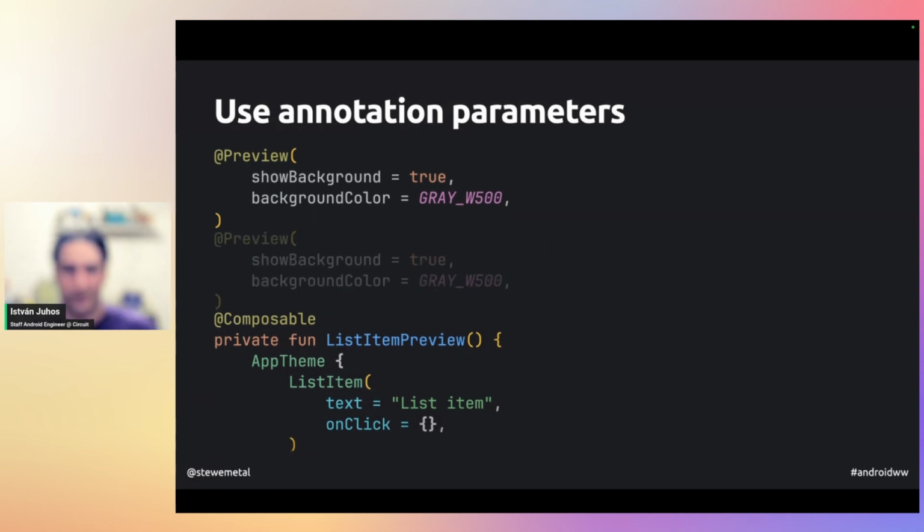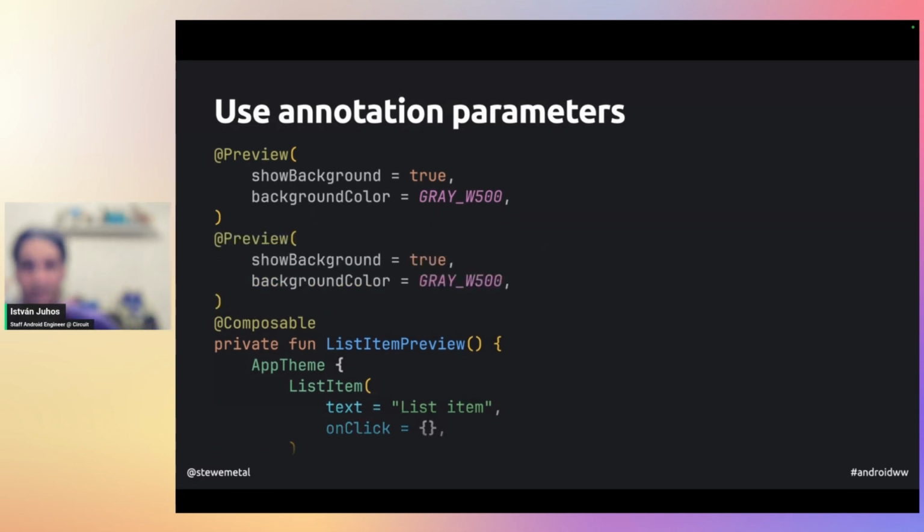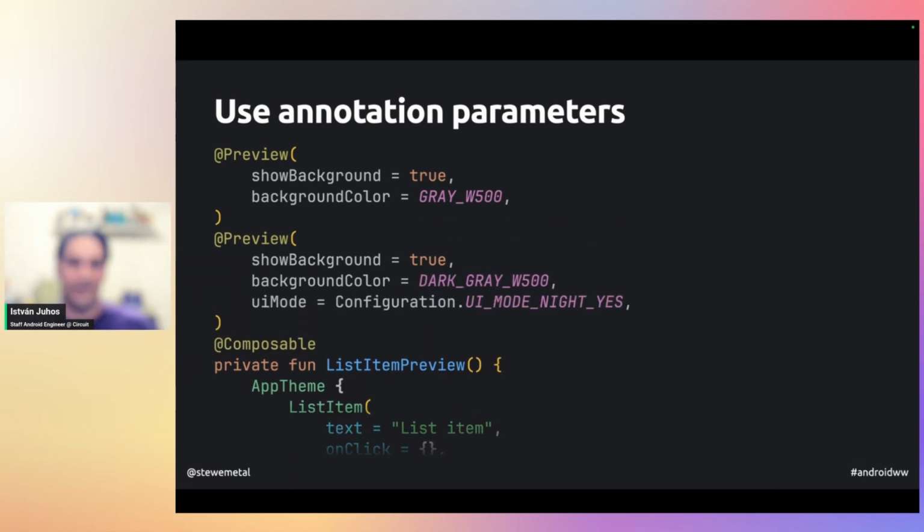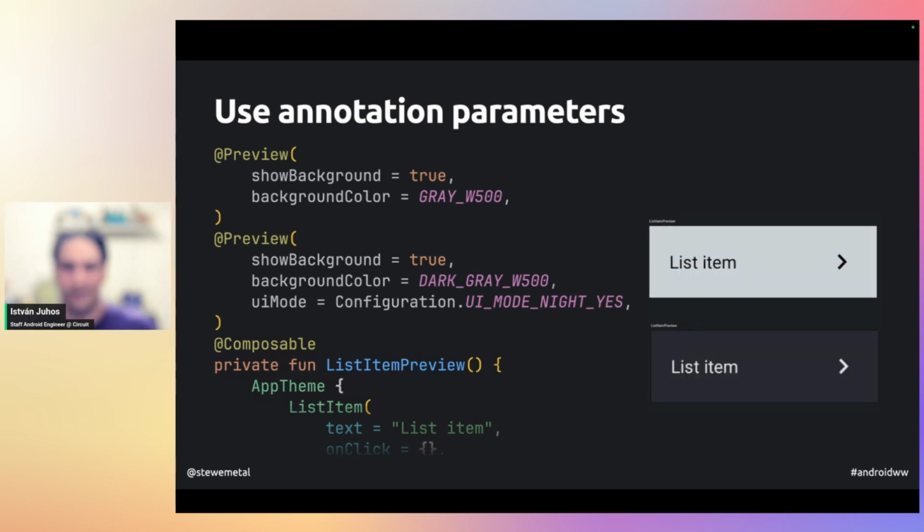What we can do here is create multiple previews, one for a dark mode, one for a light mode. For the dark mode one, we can say the background color is dark gray, and there we can set the UI mode configuration. And with this, we can get multiple previews. Again, that's awesome. We can have a proper dark mode and proper light mode preview. Of course, dark gray should be something that's coming from our design system's color system as well.